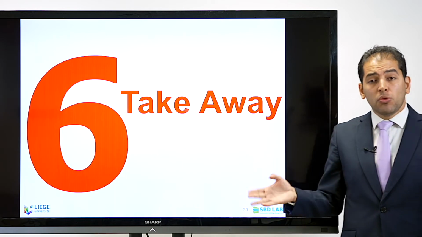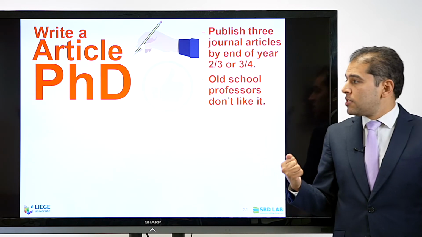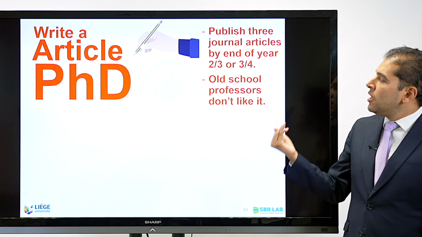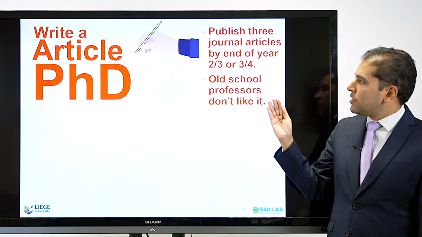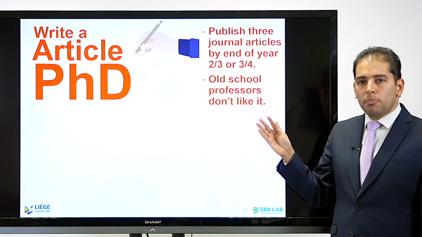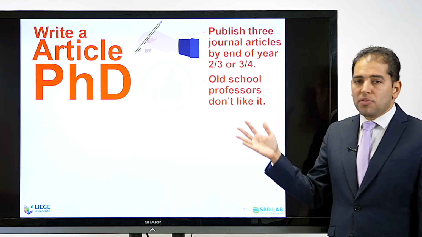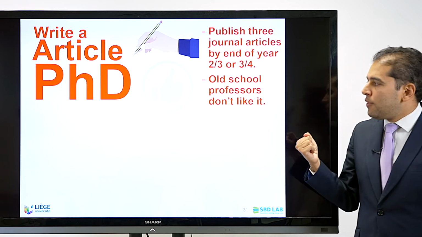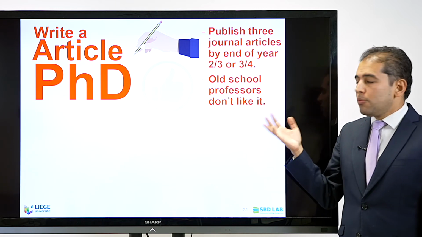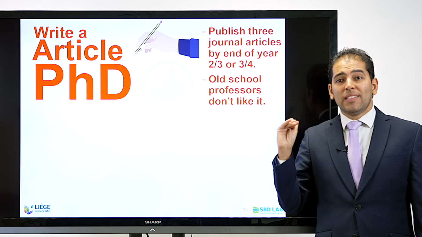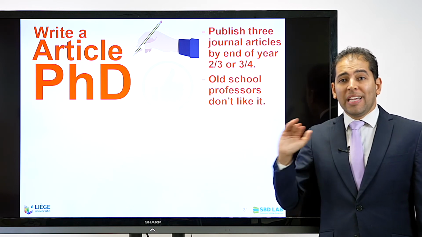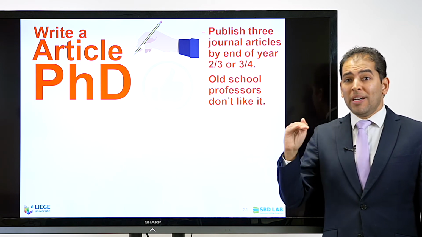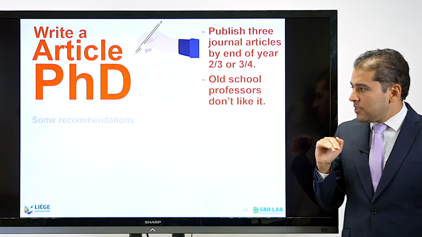So by this, I end up today's presentation. Some takeaway messages. Writing an article-based PhD requires that you publish 3 journal articles by the end of the year, 2, maximum 3, 2 if you have 3 years. If you are in the beginning of year 3, it's okay if you have a 4-year PhD. Old school professors don't like this type of article-based dissertation. Dinosaurs, they don't like this type of article-based dissertation. So don't invite dinosaurs to your committee.